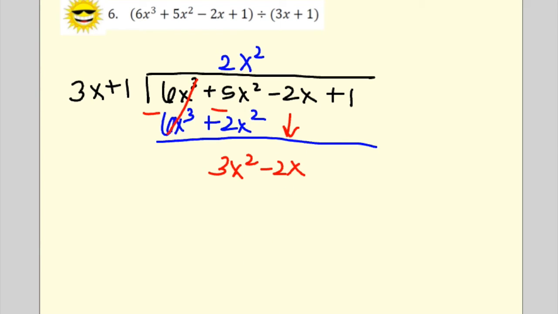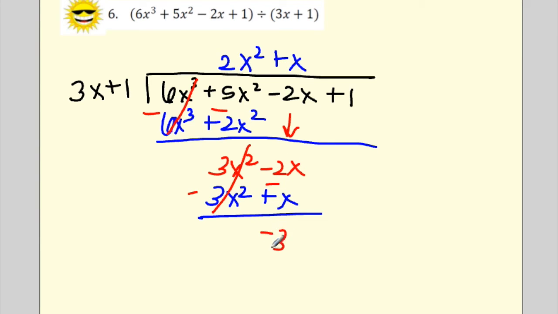Now I would say 3x times what gives you 3x squared? Well, 3 times 1 gives me 3, so this one I just have to add an x. So if I do that, I have 3x squared. x times 1 is x, so plus x. Remember, we always subtract. Those will cancel. Negative 2x minus x gives you negative 3x. Bring down the 1, so plus 1. Then I say 3x times what gives you negative 3x? Negative 1, so negative 3x minus 1.